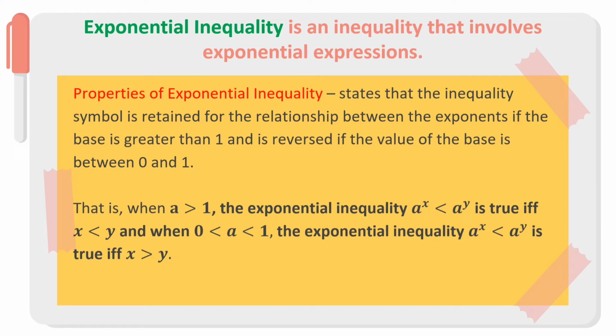And when a is greater than 0 but less than 1, the exponential inequality a raised to x is less than a raised to y is true if and only if x is greater than y. It means that when a is greater than 0 and less than 1, a fraction or decimal which is less than 1, the inequality is reversed.